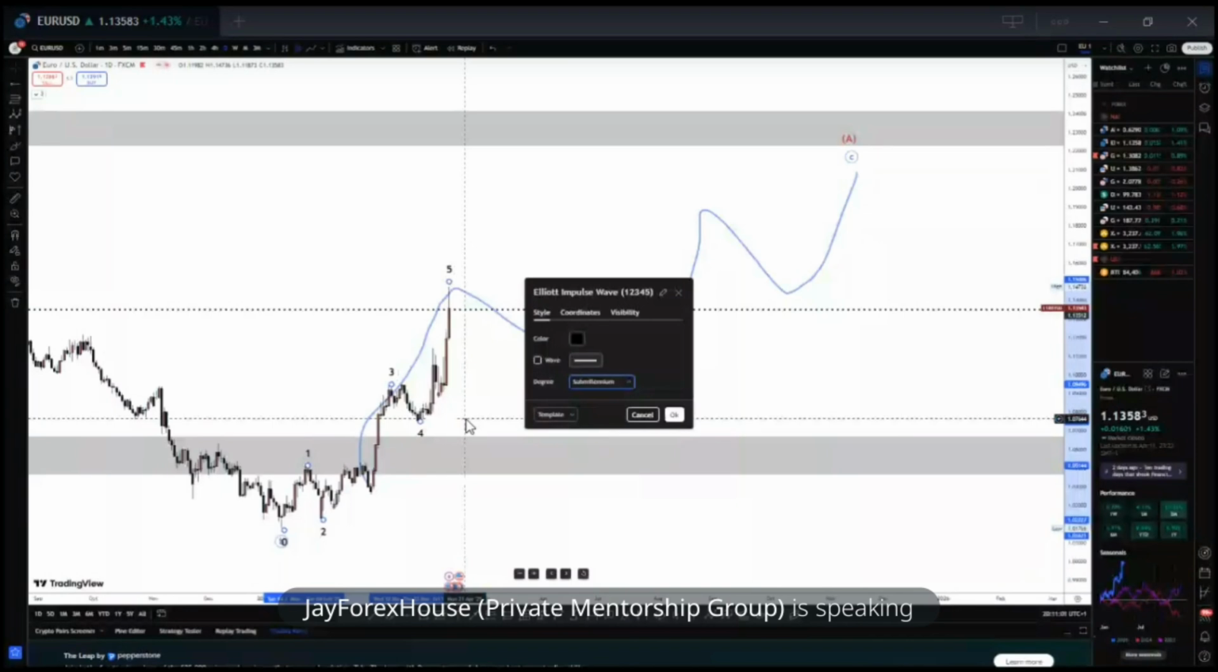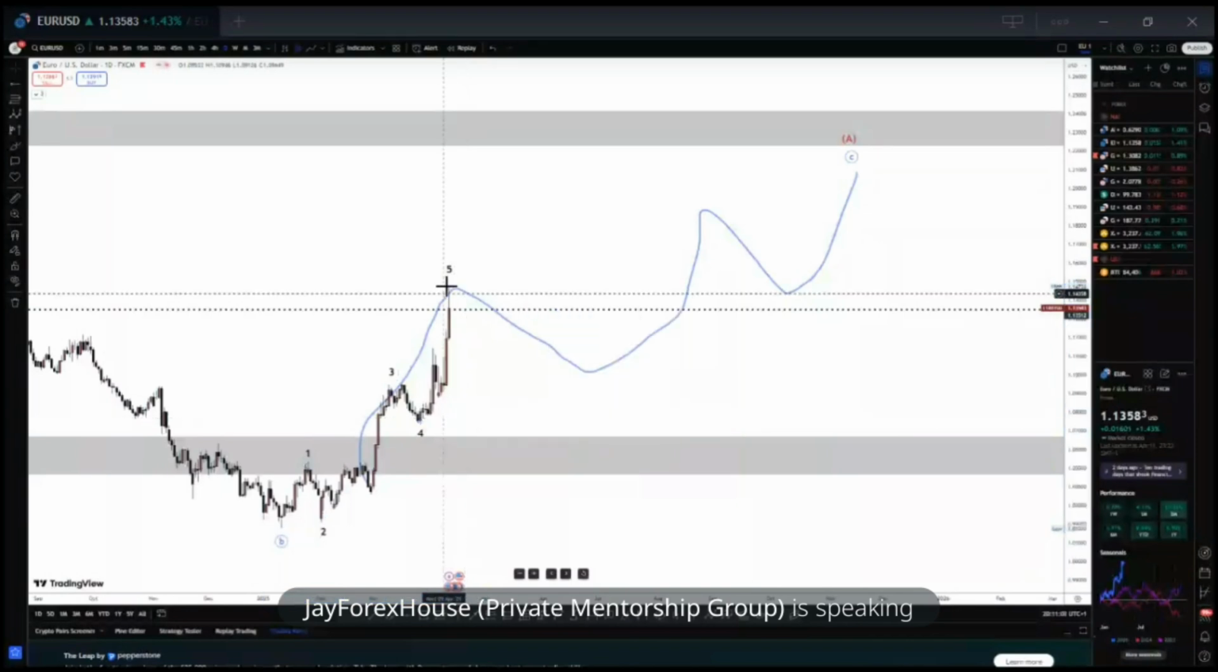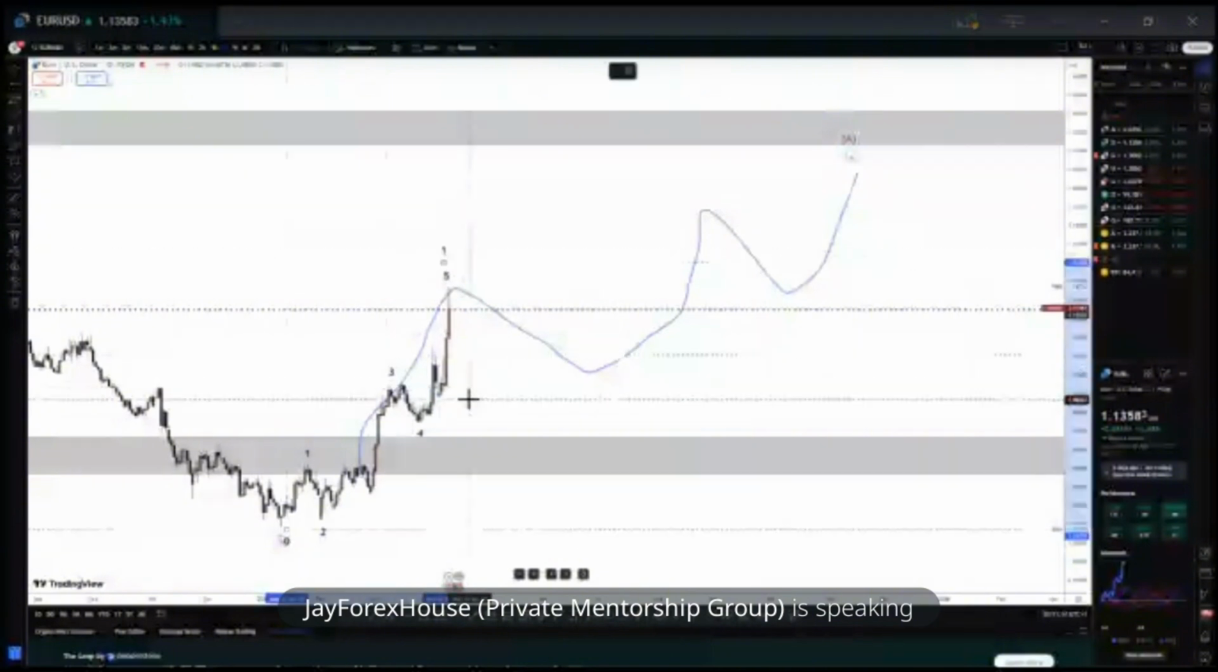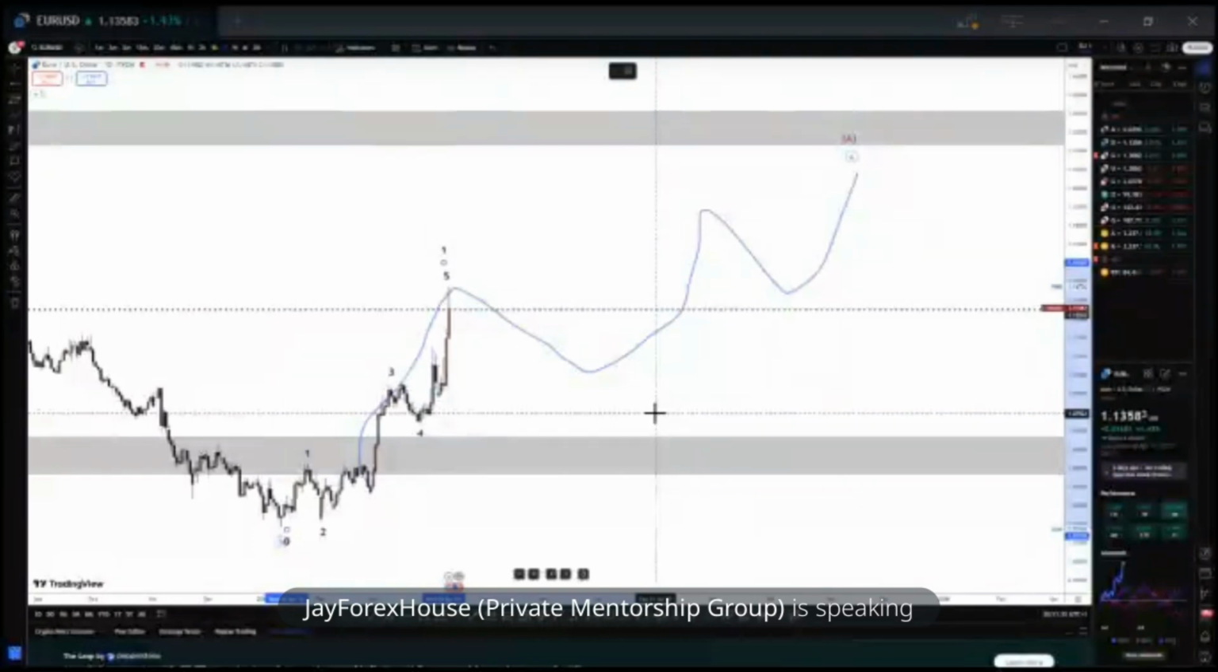This is current market structure. It's not like I'm picking out a specific market to make a video or create content. This is EURUSD, current price action, and I'm breaking it down using the Elliott wave method. Okay, so this could be the 1, 2, 3, 4, 5, and then this could be wave 1.